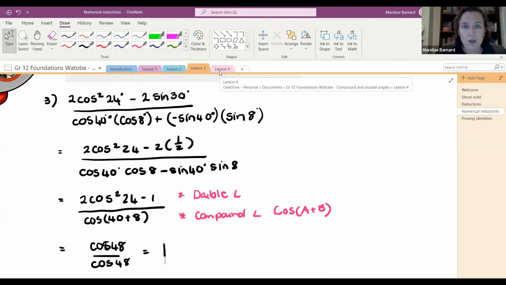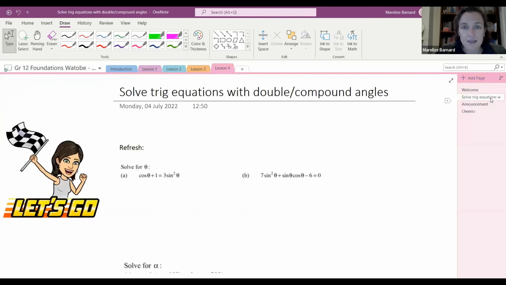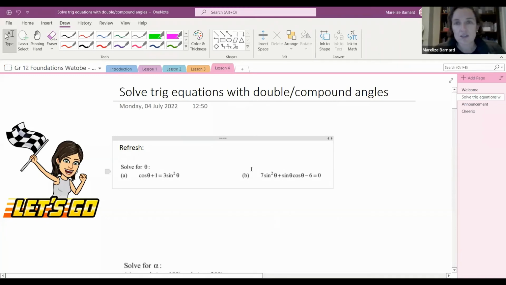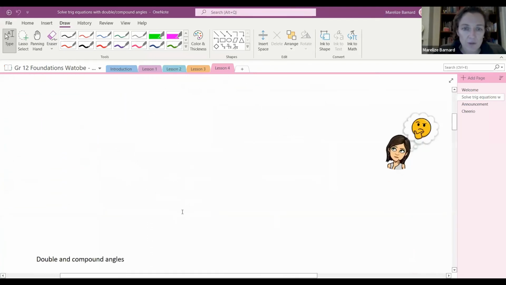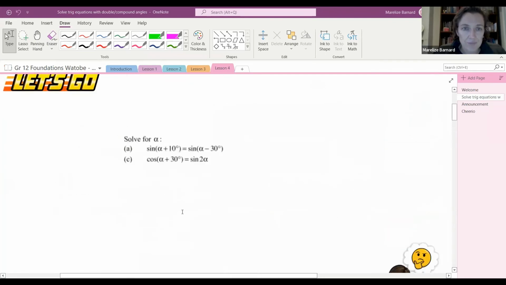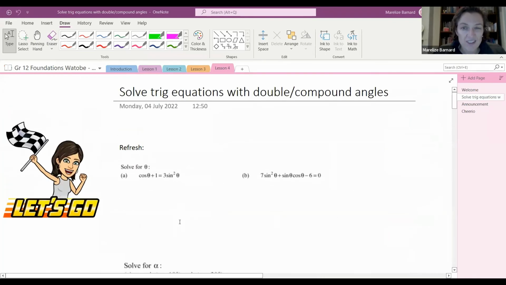Okay, so what we're going to do next is, I think we've got 10 minutes left, and I think that's enough time for one equation. Solving trig equations with compound and double angles. So there is a little bit of a refresher here of stuff we've done before, doing maybe 2. I think we can do it.